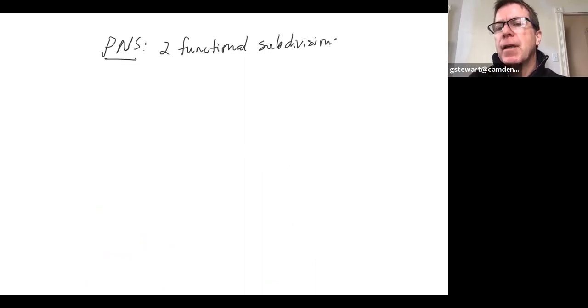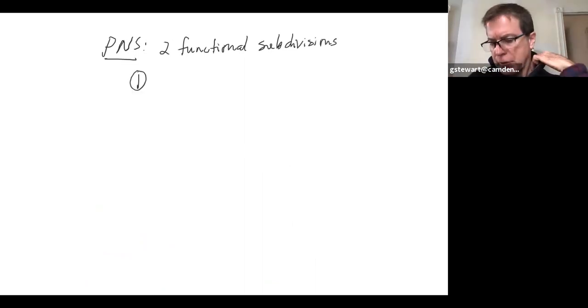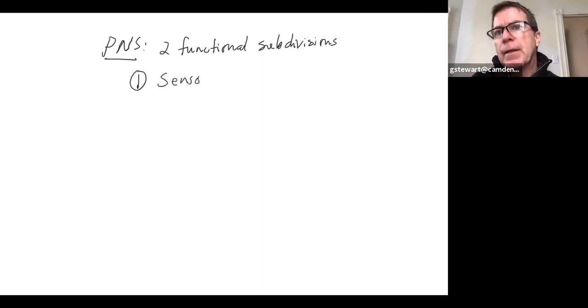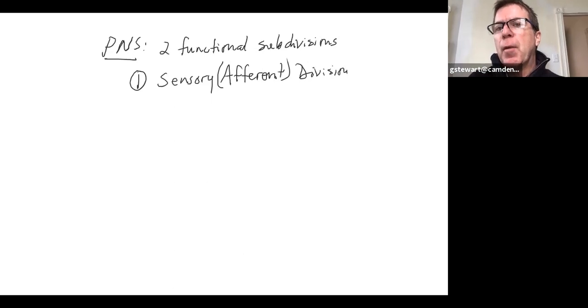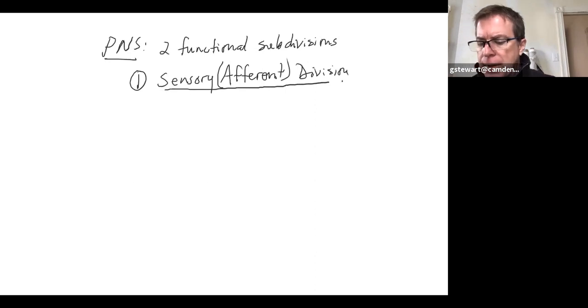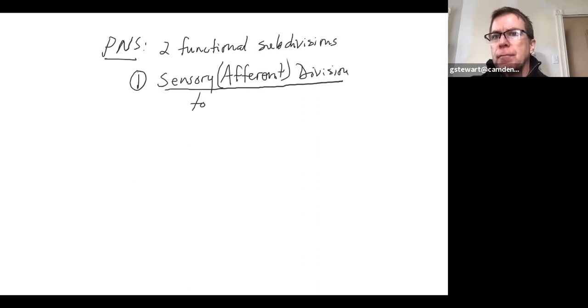I'm going to list them and I'll say a few words about them. First, there is a sensory afferent division, and you can refer back to that flow chart that I made. Whenever you see the word sensory, always hook it up with the word afferent. Just remember that this functional subdivision always carries sensory input toward the central nervous system.